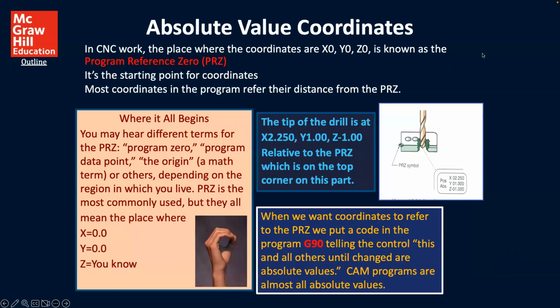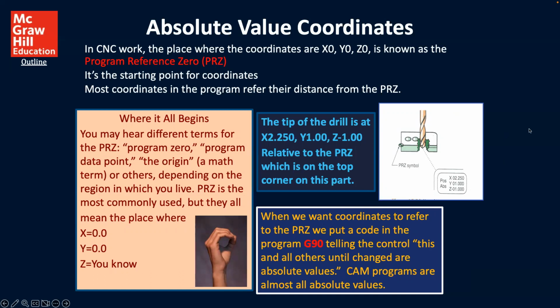So for absolute value coordinates in CNC work, the place where the coordinates are x0, y0, and z0 is known as the program reference 0, PRZ. It's a starting point for coordinates. Most coordinates in the program refer to their distance from the PRZ. So where it all begins, you may hear different terms for PRZ: program 0, program data point, the origin, a math term, or others, depending on the region in which you live. PRZ is the most commonly used, but they all mean the same. And so here you can see how that would lay out.